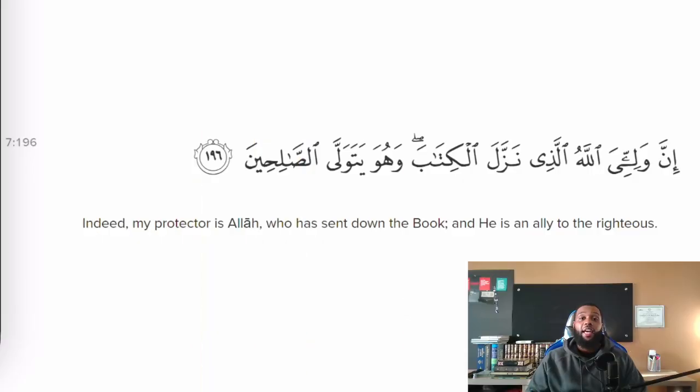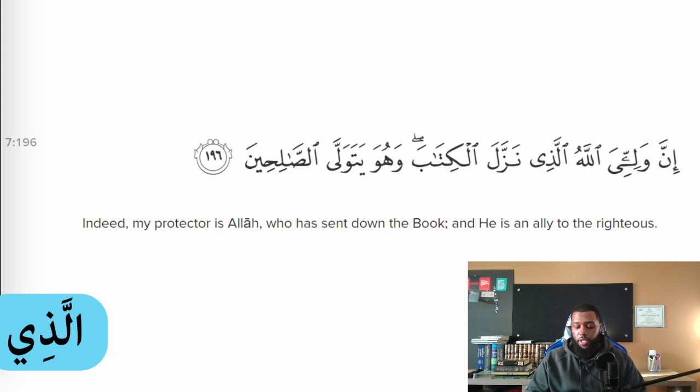So starting with alladhi. This is an ism mawsul in the singular masculine form. So we see here, A'udhu billahi minash shaitanir rajim, bismillahir rahmanir rahim, inna waliyallahu alladhi nazzala al-kitab wa huwa yatawalla as-salihin. Indeed, my protector is Allah, the one who revealed the book. And this right here is the most basic, common function of the ism mawsul.